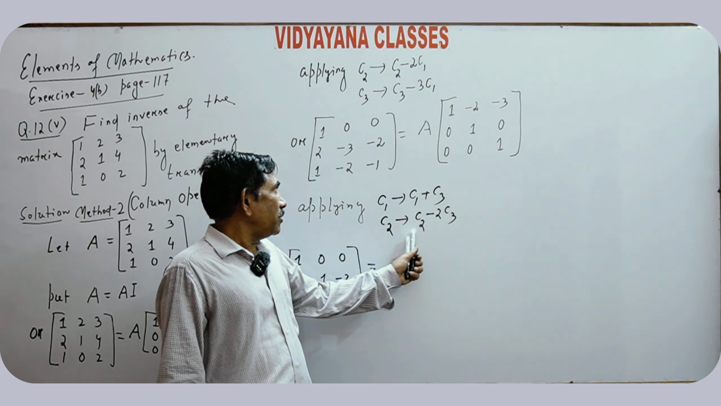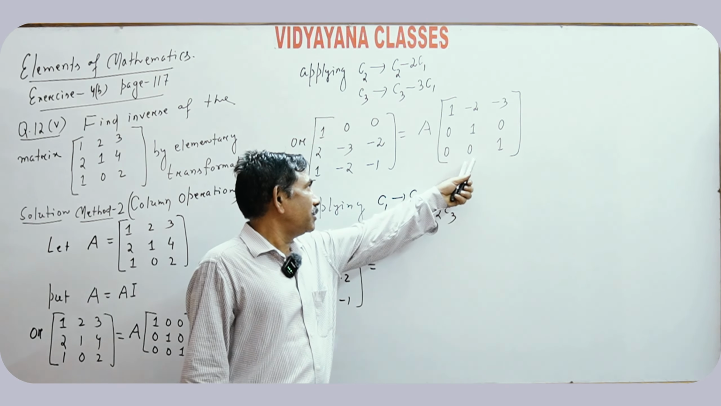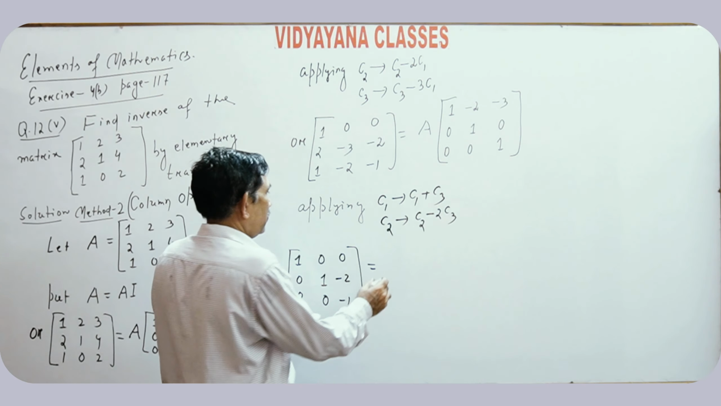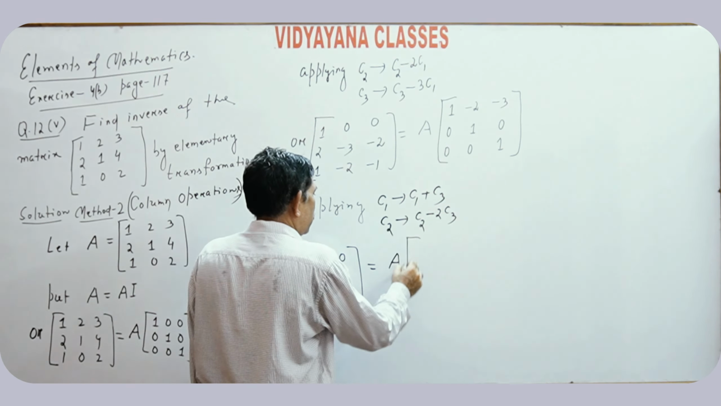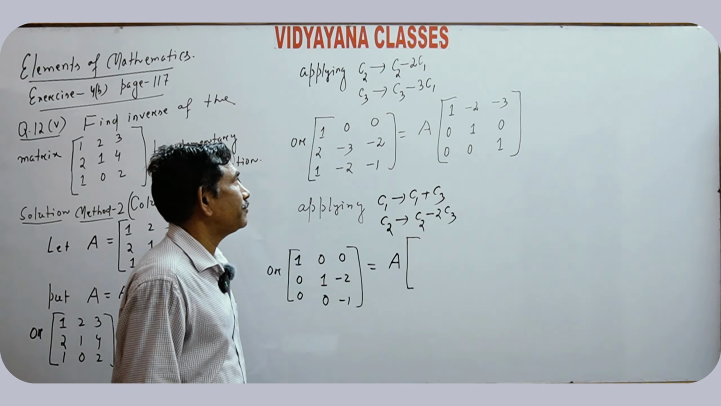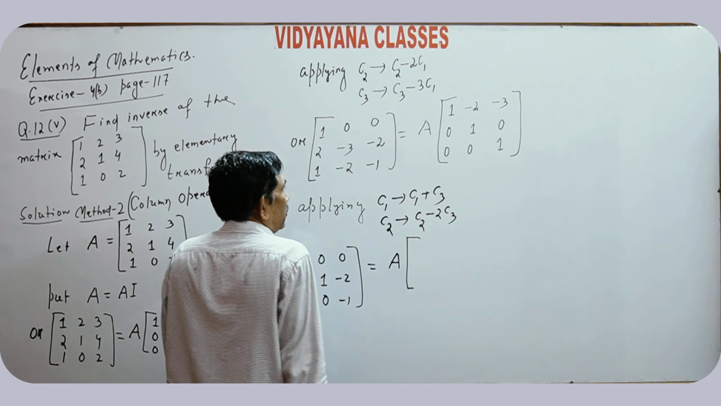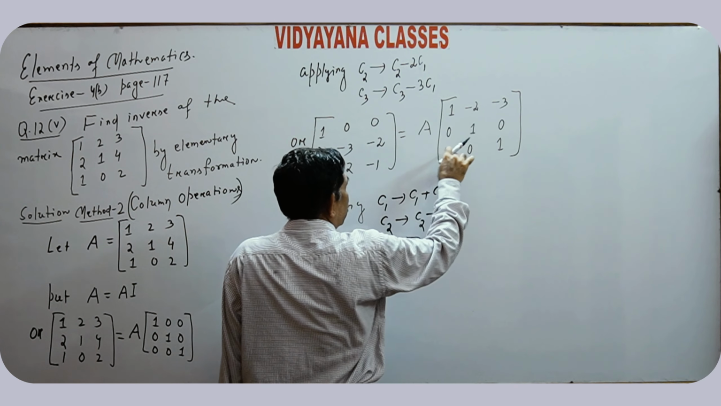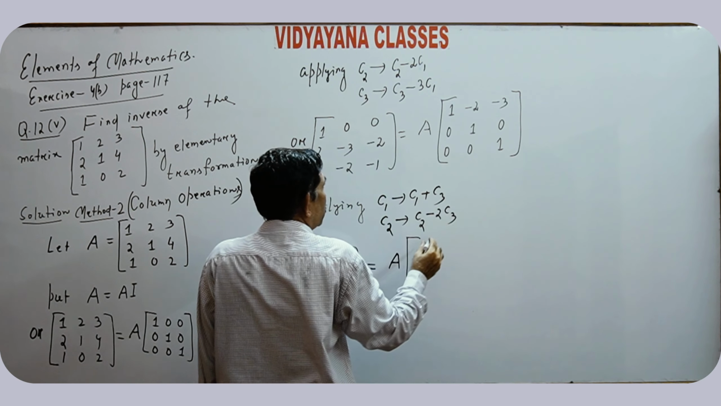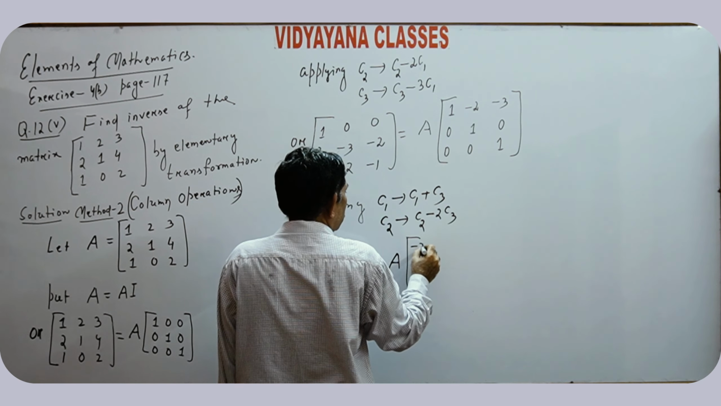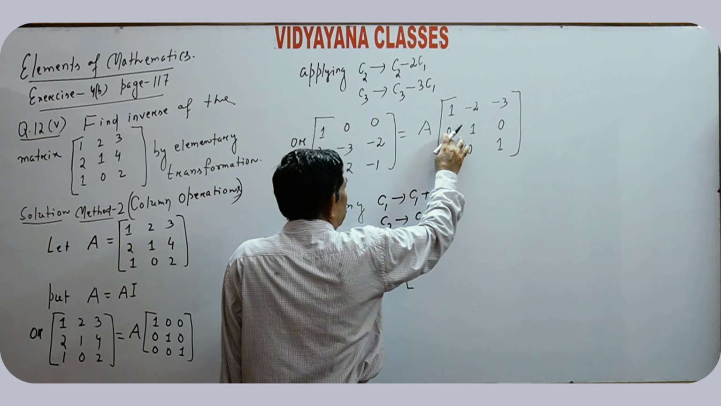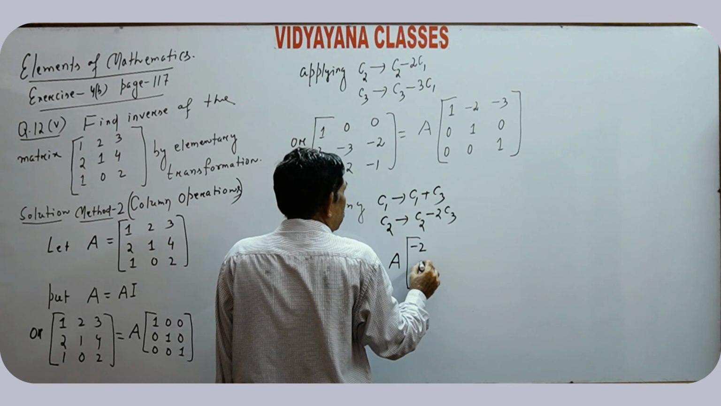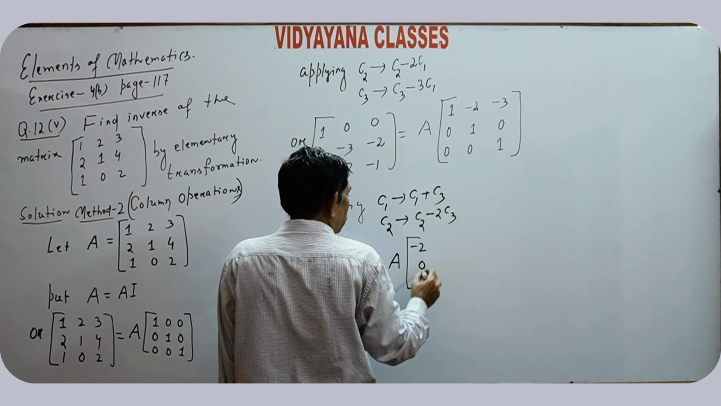The same operation will be applied on this matrix. A into... C1 is replaced by C1 plus C3. 1 minus 3, that is equal to minus 2. 0 plus 0, that is equal to 0. 0 plus 1, that is equal to 1.